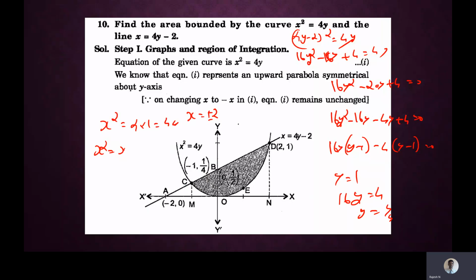1 by 4 means x squared is equal to 4 into 1 by 4, so 1. So x squared is equal to 1, x is equal to plus or minus 1. So plus or here minus 1. So the point is here. So you have to find out the area.